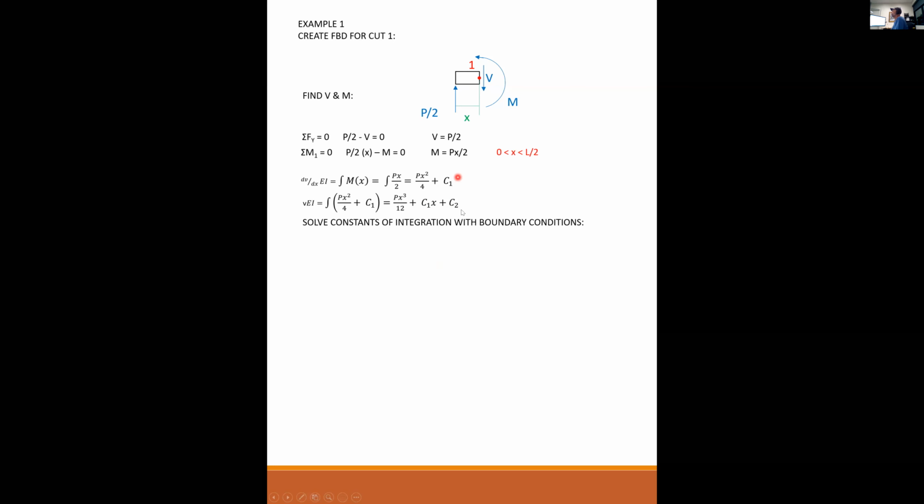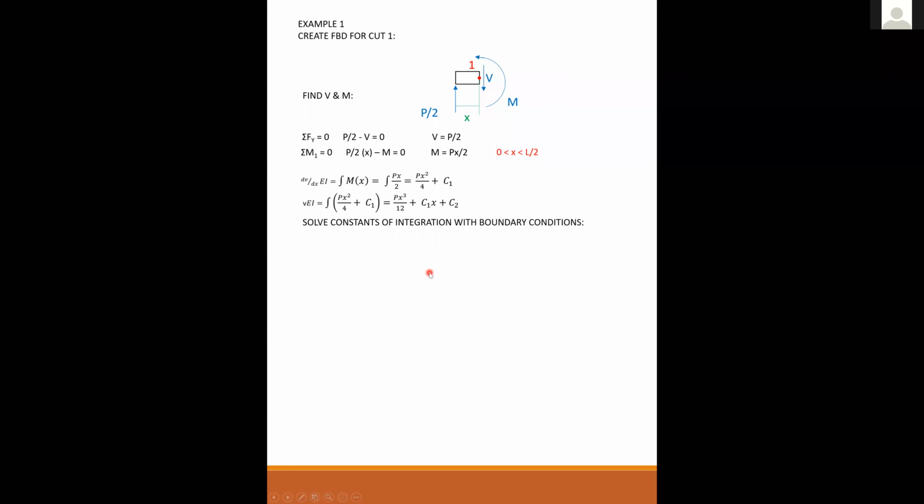So how do I solve C1 and C2? Anybody? Condition of X from 0 to L over 2. Yes, we have to take advantage of our boundary conditions. The boundary conditions. So the first equation here, dv dx is equal to the slope. That's what dv dx is. That's the slope of the beam. Do we know for certain the slope of that beam at any given x? Is there an x somewhere that we know what the slope is?